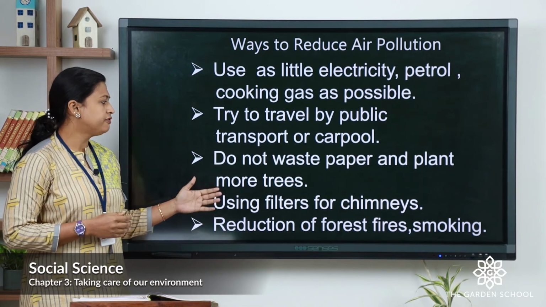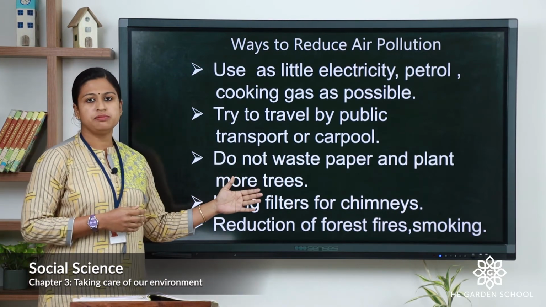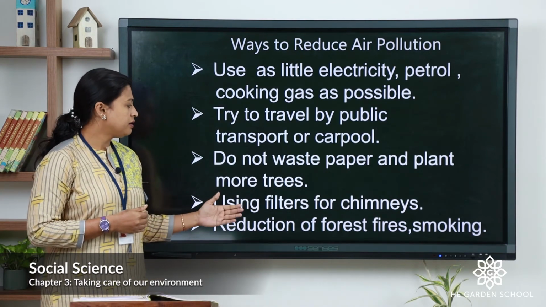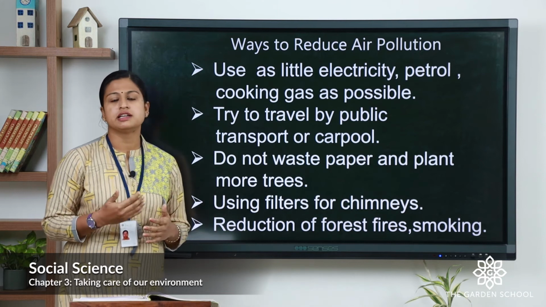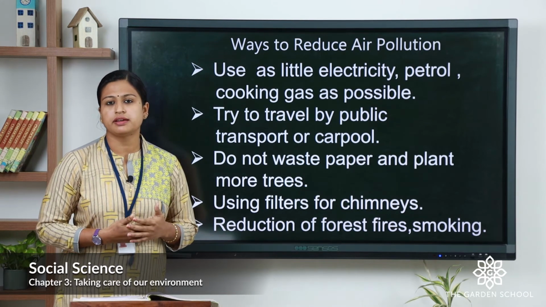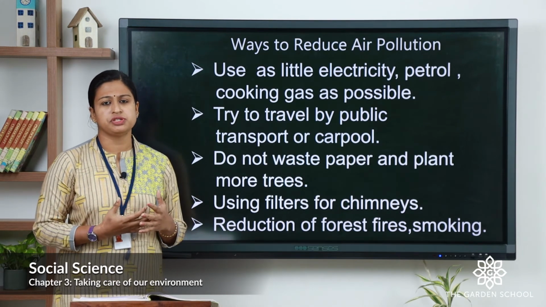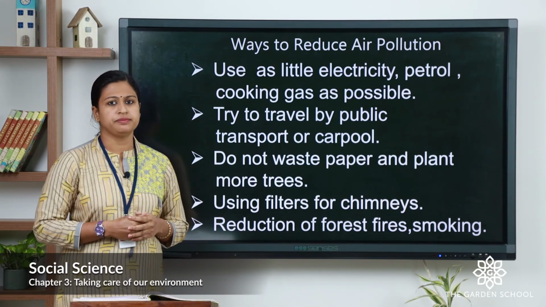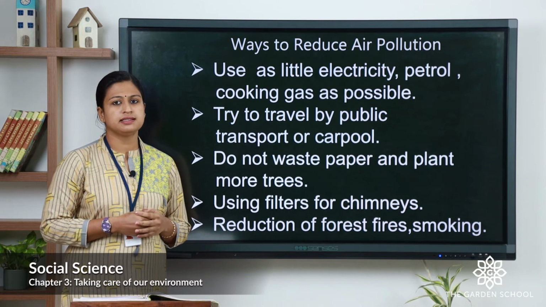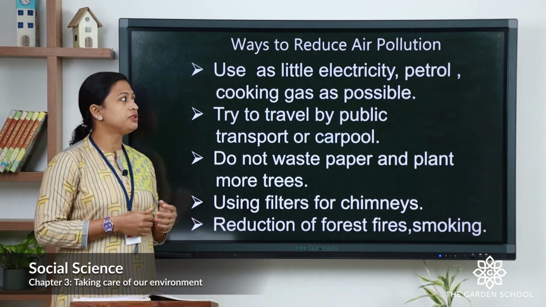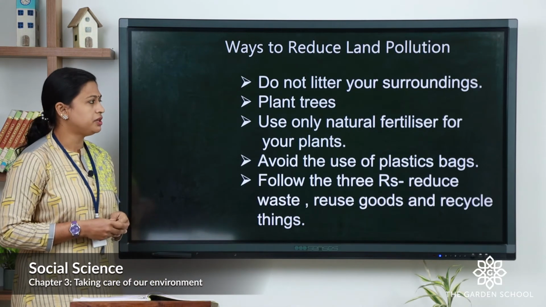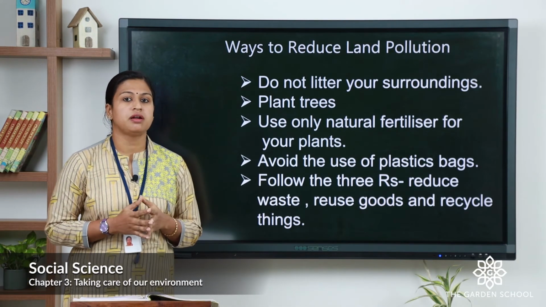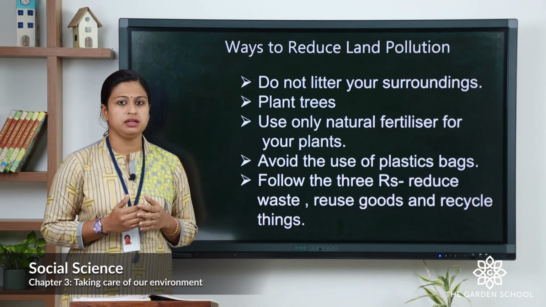Next, using filters for chimneys at home or factories. Then, reduction of forest fire, smoke, burning of crackers, burning of garbage. With these steps, we can reduce the air pollution. Now, let us discuss some of the steps to reduce land pollution. First one, do not litter your surroundings. You should keep it clean.